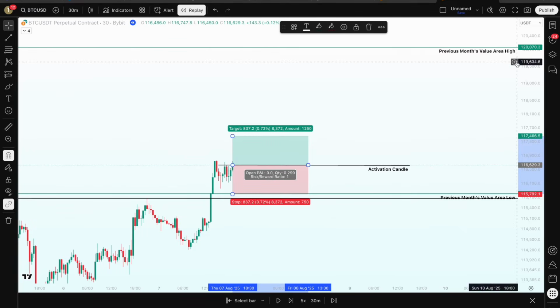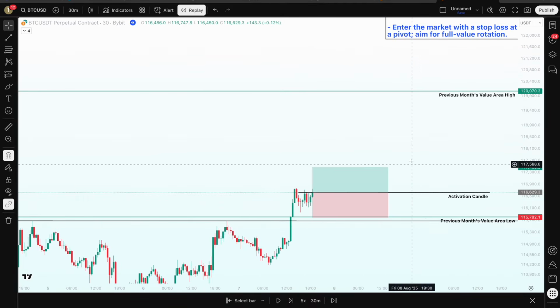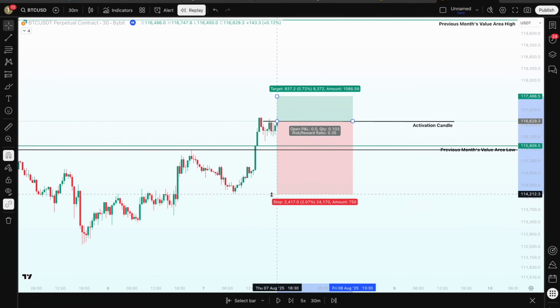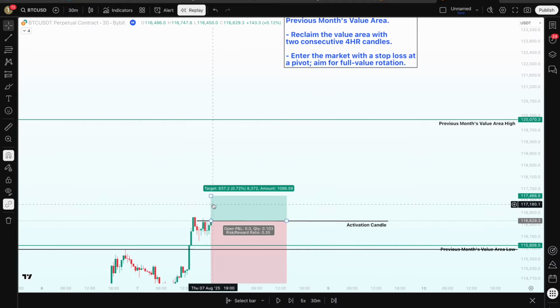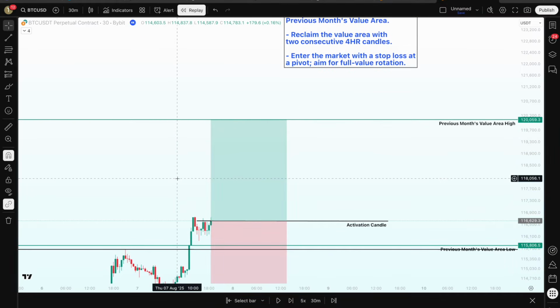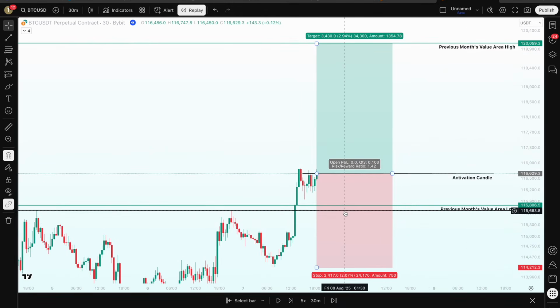So what is the third thing we said? Enter the market with a stop loss at the pivot. So what is the closest pivot that you have? Well, it's right here. And aim for full value rotation. So here we can see if you enter the market when this setup was activated and have your stop loss below a pivot, this will give you a 1.42 risk reward ratio trade that has an 80% chance of success.